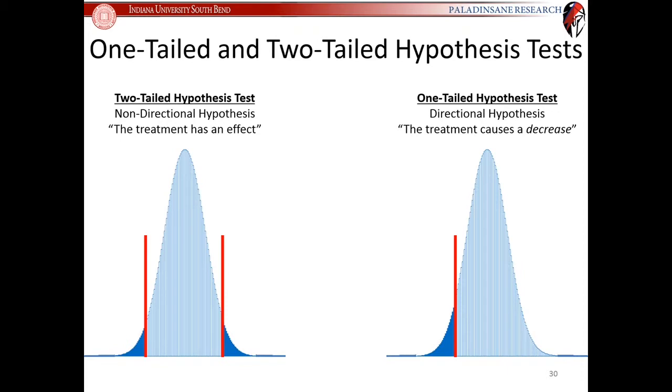If the language or the question is asking you for a decrease, make sure that your cutoff score is negative. If it's asking you for an increase, did scores improve? Did scores go up? Was there an increase in scores? Make sure that you have a positive cutoff score indicating an increase.